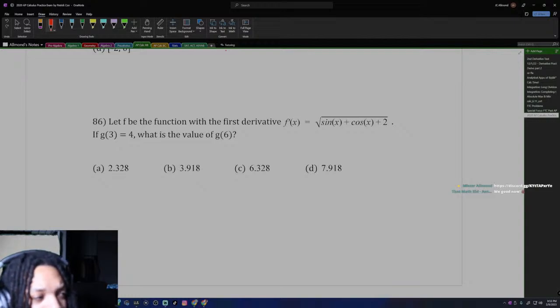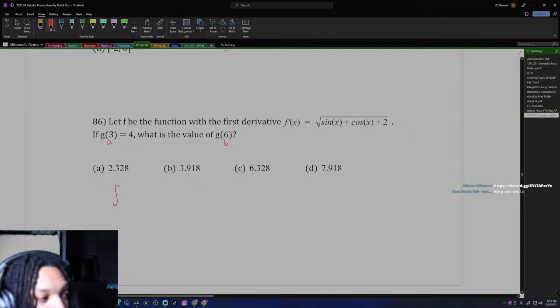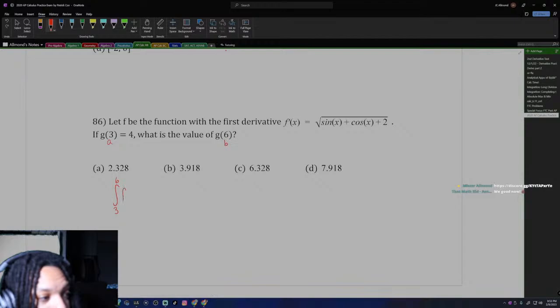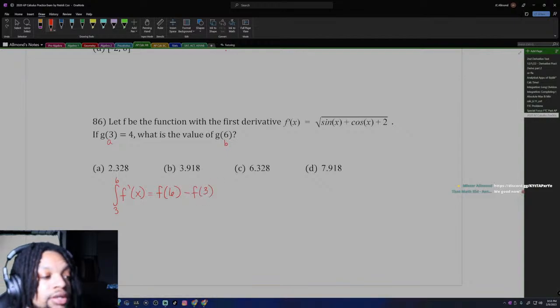And because we're talking about G of 3 and G of 6, I can say that the integral from, again, 3 is going to be my A and 6 is going to be my B. So I'm going to say the integral from 3 to 6 of f prime of x. Okay. The integral of the derivative is just the function itself. So according to FTC, both 1 and 2, this is going to be equal to f of 6 minus f of 3. Okay. And again, we know f.